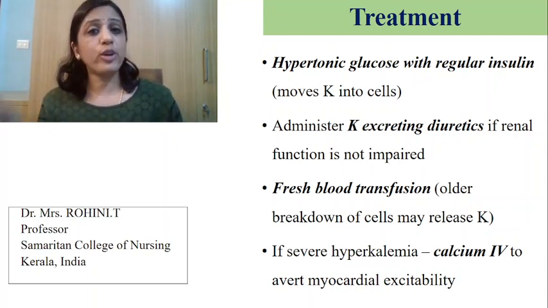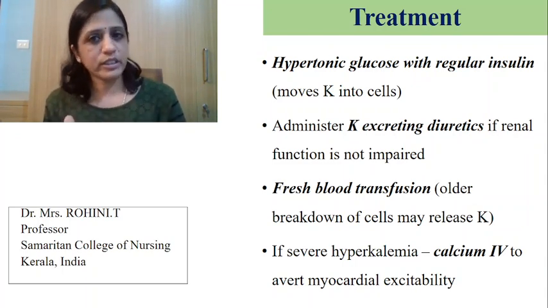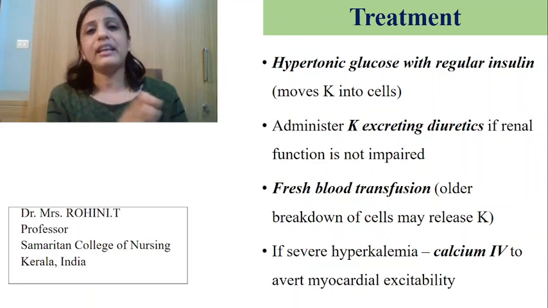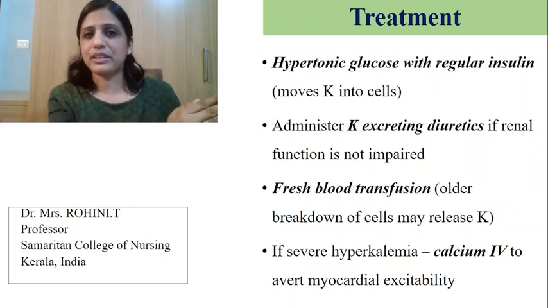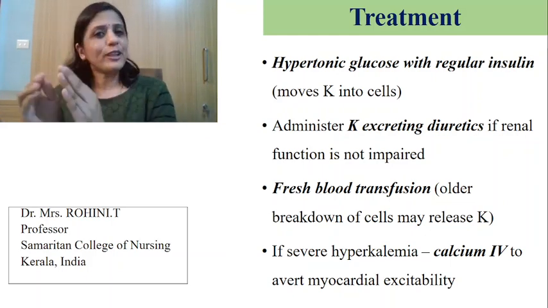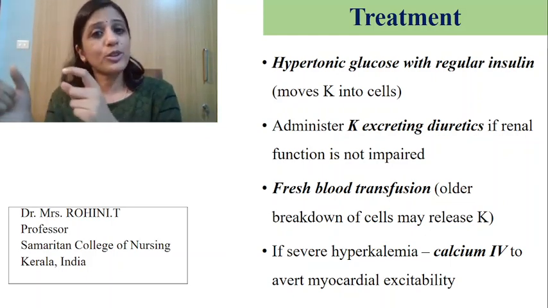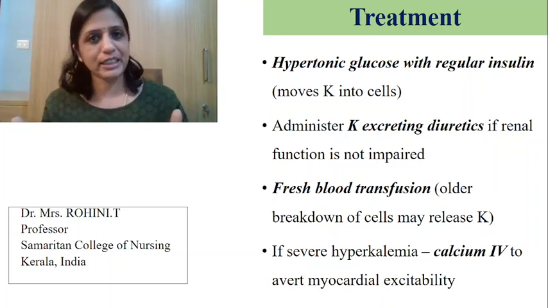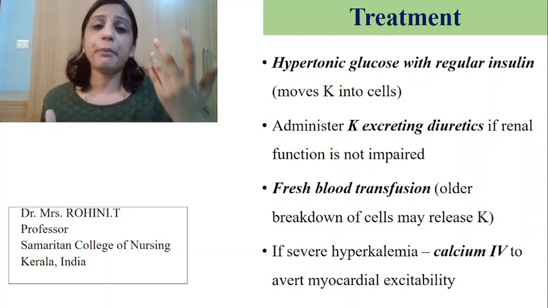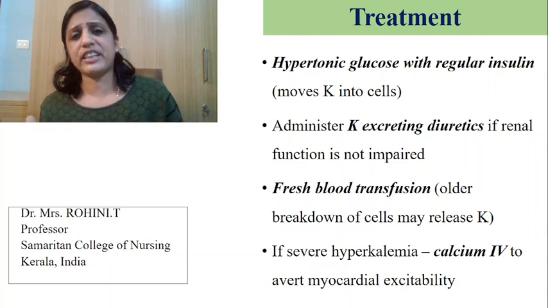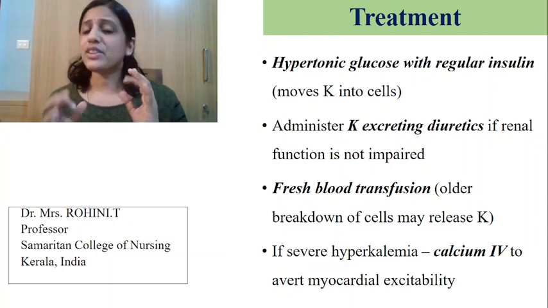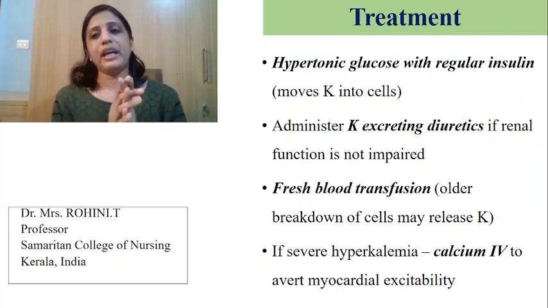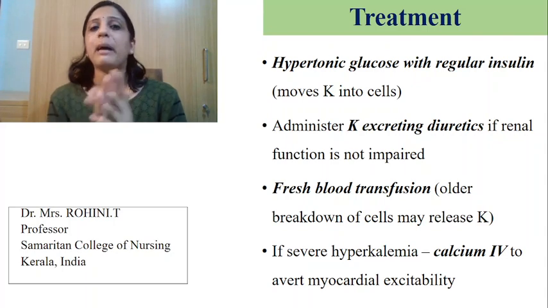hypertonic glucose with regular insulin. You know why we give insulin for these patients with hyperkalemia? Insulin, when it takes glucose into the cell, will also take potassium into the cell. How beautiful, isn't it? Once potassium enters into the cell, automatically the blood potassium will decrease. So that is why we give hypertonic glucose, say 25 or 50% dextrose, with regular insulin. It's a wonderful treatment for hyperkalemia, but we have to monitor the renal status before we do this.